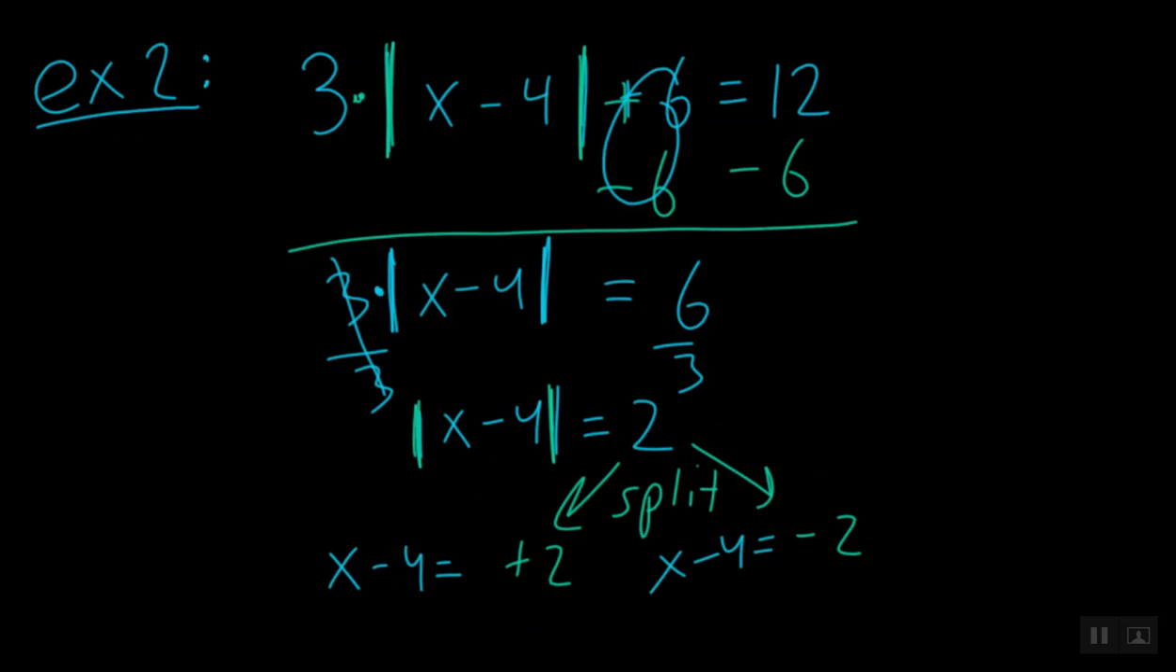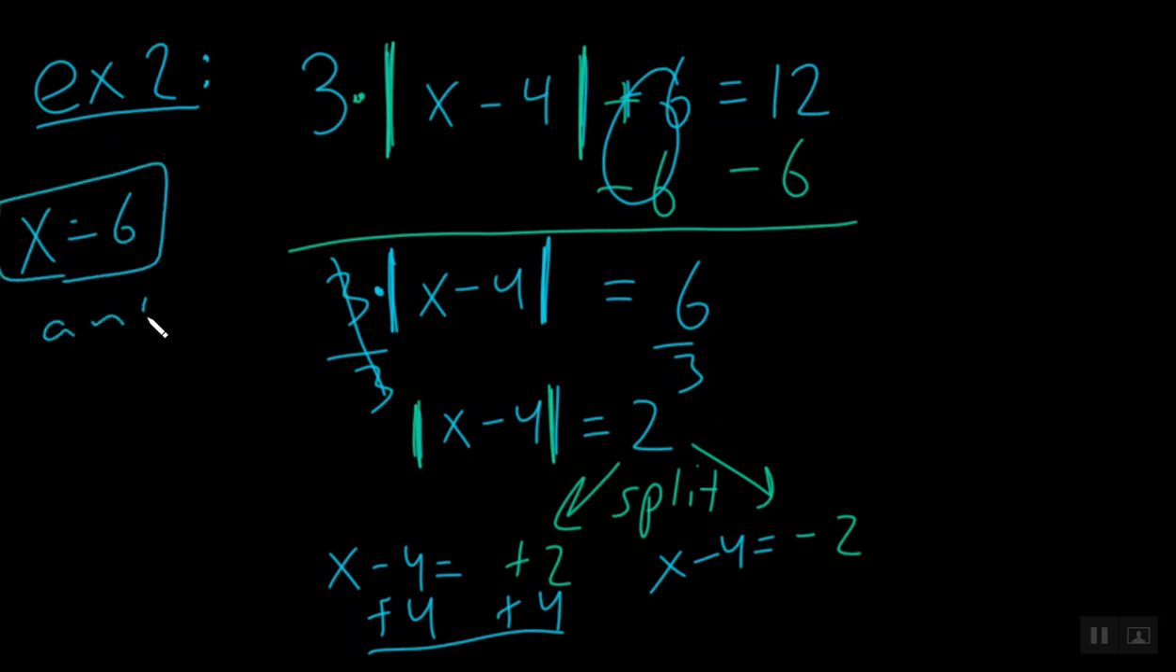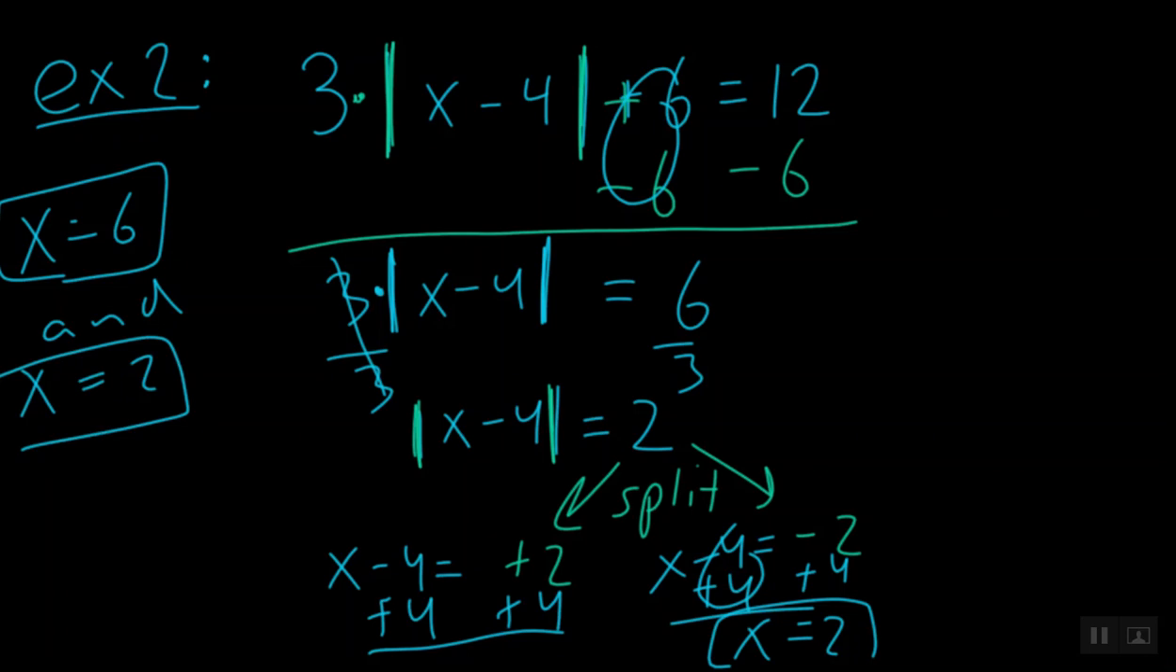The opposite of negative 4 is positive 4, and plus 4, and I think we can all agree 2 plus 4 will give us x equals 6. And over here, the opposite of minus 4 is plus 4, and we have x equals negative 2 plus 4 is 2. So x equals 6 and 2.